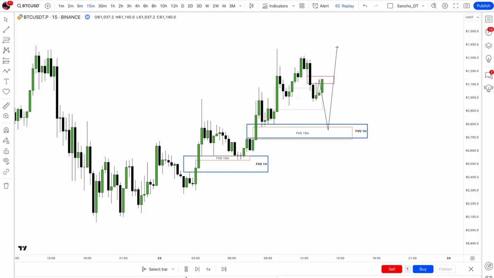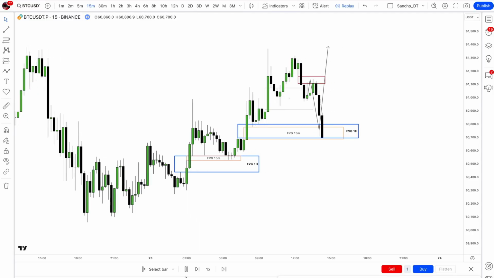Now let's see how a bearish imbalance scenario develops. We observe a sharp price drop into the hourly and 15-minute imbalance zones.